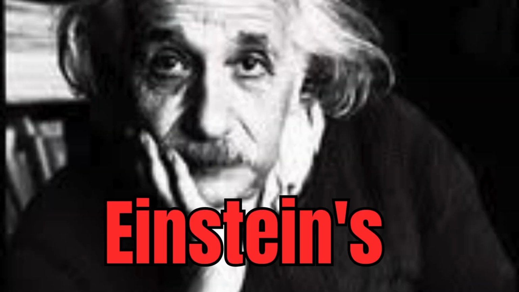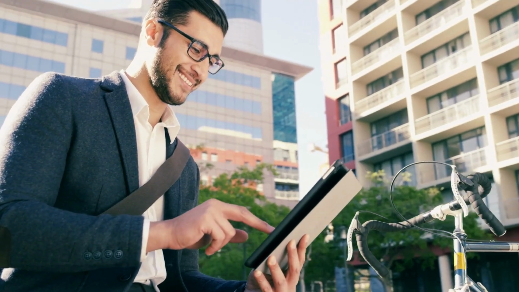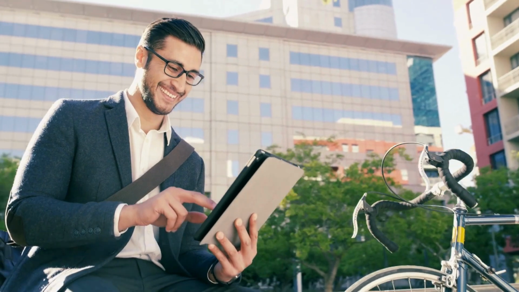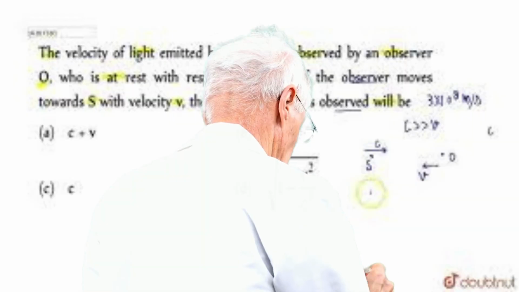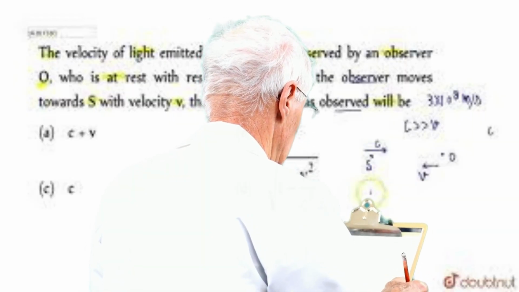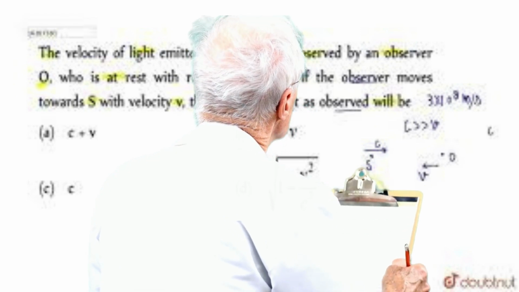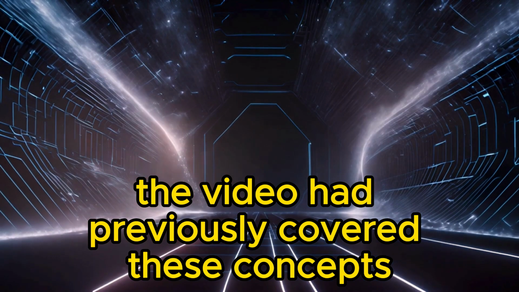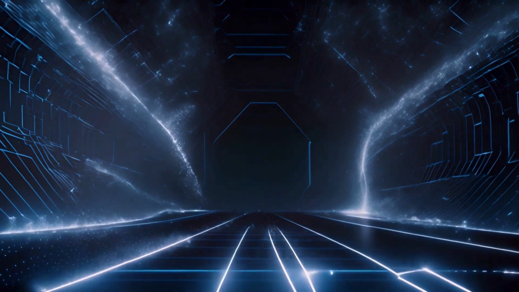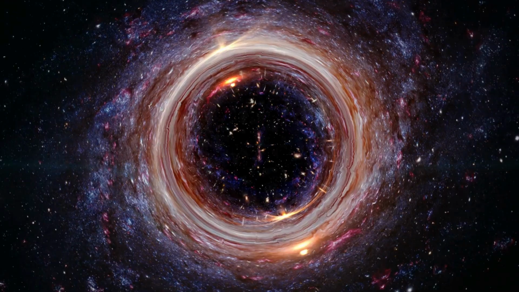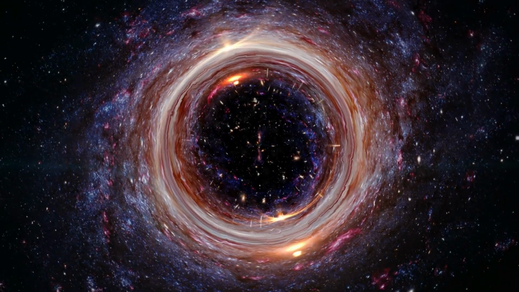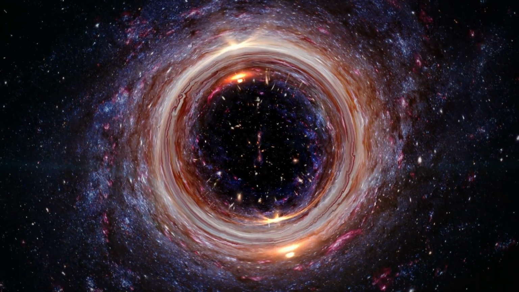We touched upon the fundamentals of this topic in our previous video about Einstein's relativity. You can check out the video here. But just to give you a brief summary, we can say the following. To fully understand time dilation, one must first grasp Einstein's theory of relativity. The video had previously covered these concepts, but here's a simplified recap for context. The two types of time dilation. Recap of Einstein's relativity: under the influence of a strong gravitational field, time slows down.